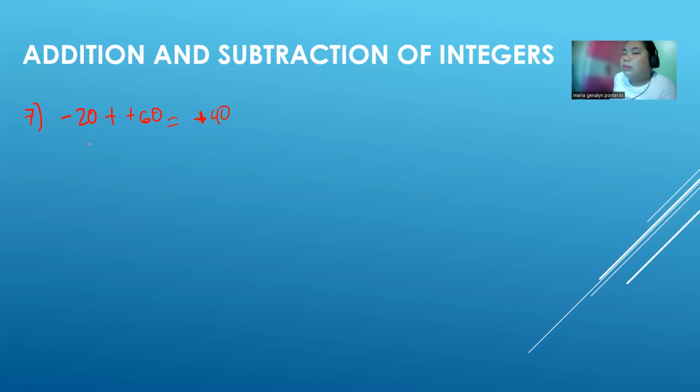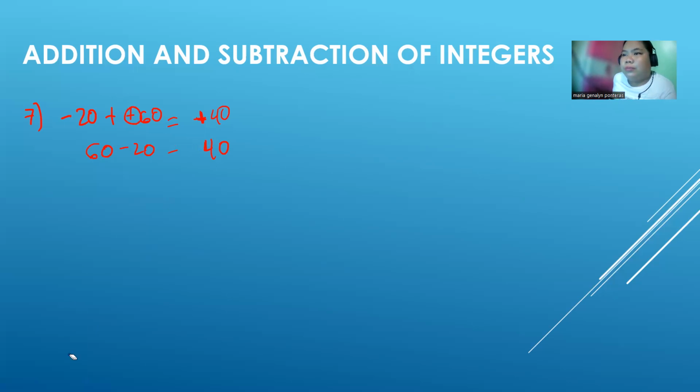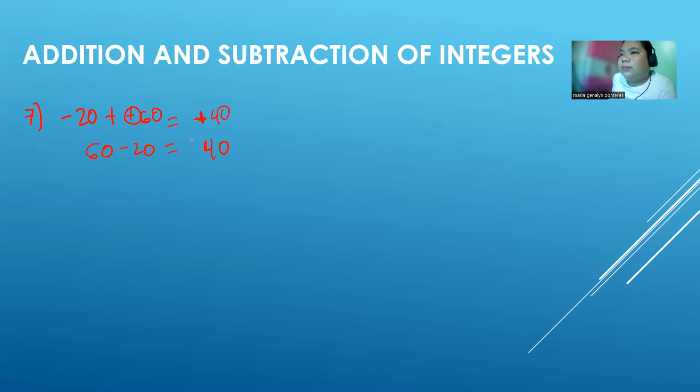Kung magdodrawing ka ng number line na pagkahaba-haba, mauubos yung time mo. So, what are we going to do? We can just simply subtract 60 minus 20. So, you have 40. Now, you're going to follow the sign nung integers na mas malayo sa 0. Mas malayo sa 0. Okay. So that's positive 40. So you copy the sign.